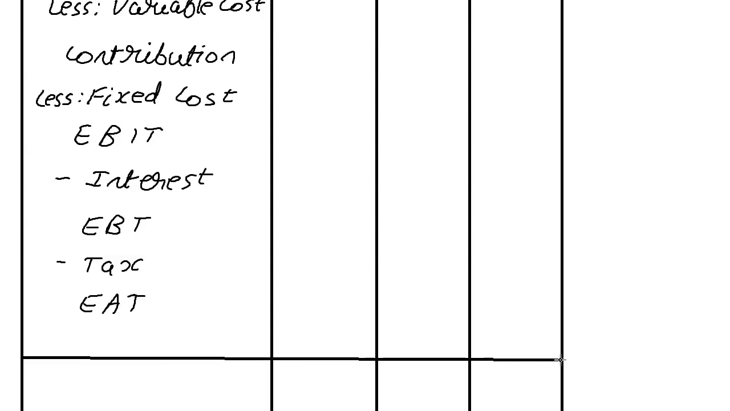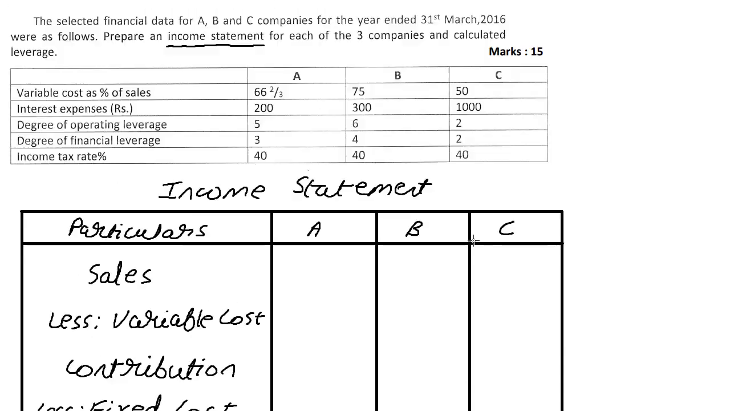Now we shall proceed. We're going to pick up all the data that's available and put it within this income statement. Okay, so they have said that variable cost, and this is only for A, is 66 2 by 3. And now whenever you get 66 2 by 3, take it from me, it means 2 by 3, 2/3.